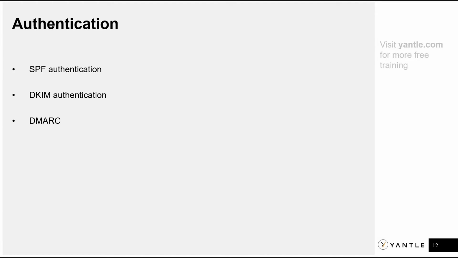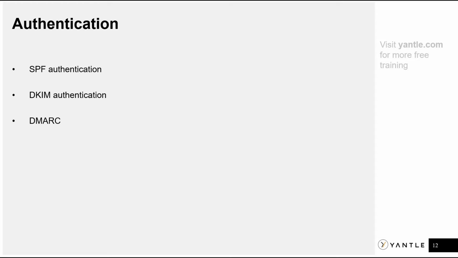Next is authentication. Here we will do a number of very easy steps, although technical steps, to let email providers know that the email is not forged and that the message is really being sent from the person who claims to be sending the message. So we will look at SPF authentication, DKIM, and DMARC authentication.